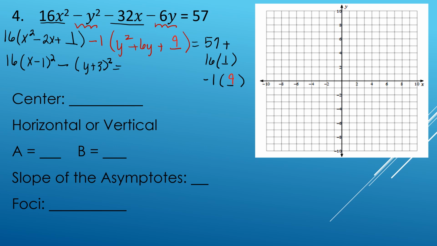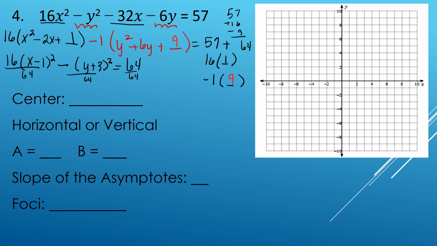And when I combine all my like terms on the right hand side, I have 57 plus 16 and then minus 9. So that will give us a total of 64. So the entire equation equals 64. And as we've done with all ellipses and hyperbolas, we need to divide through by that constant in order to write the equation in standard form, all equal to 1.